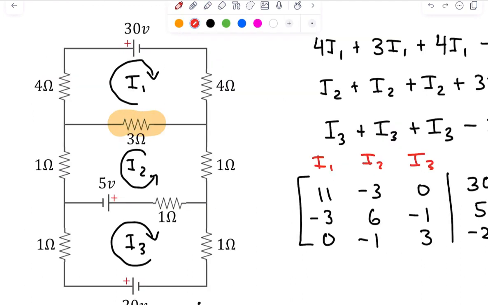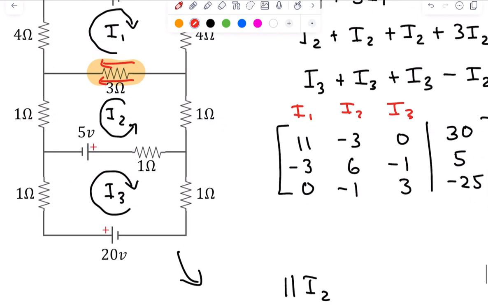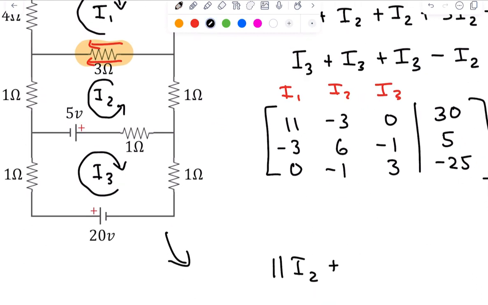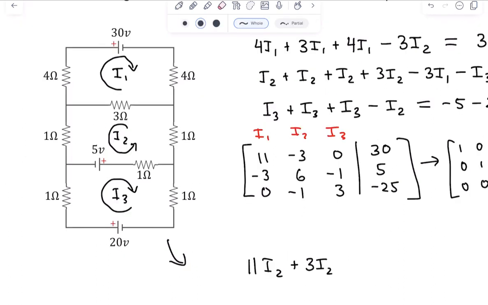Given my assumed direction of flow, we have I1 passing through this resistor in this direction, but then notice that's also the direction that I2 is passing through it. So when they go in the same direction, we add the I2 resistance, which should be 3 ohms times I2. Also notice that our battery, we're assuming a flow in the opposite direction of what the battery would indicate. And so this will be equal to a negative 30 volts.